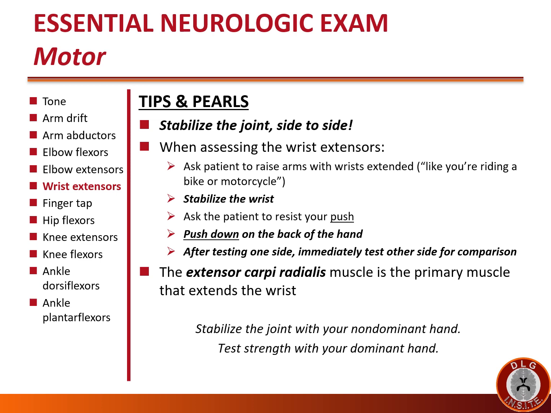Tips and pearls, motor, wrist extensors. Stabilize the joint side to side. When assessing the wrist extensors, ask the patient to raise the arms with wrist extended like you're riding a bike or a motorcycle. Stabilize the wrist with your non-dominant hand. Ask the patient to resist your push, then push down on the back of the hand with your dominant hand. After testing one side, immediately test the other side for comparison. The extensor carpi radialis muscle is the primary muscle that extends the wrist.